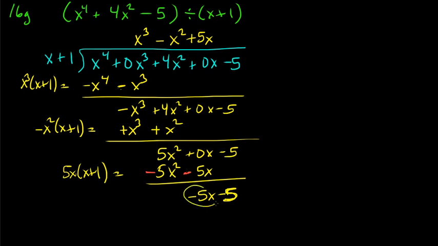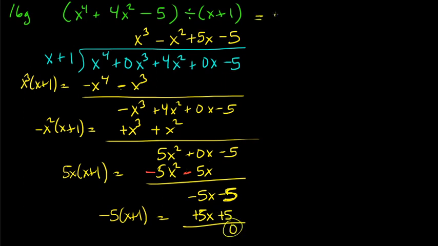All right, one more round. Negative 5x divided by x is just negative 5. So multiply negative 5 times x plus 1. You just get negative 5x minus 5. Flip the signs and add. When you add, you just get 0. So the remainder here is 0, but you get x cubed minus x squared plus 5x minus 5.